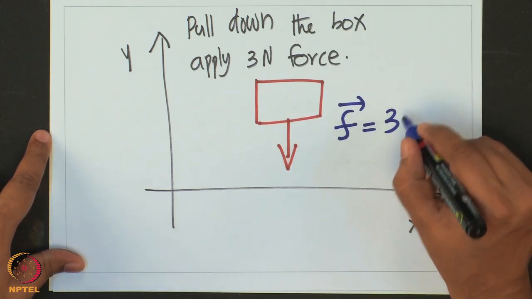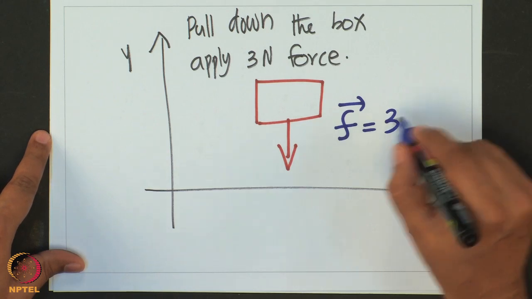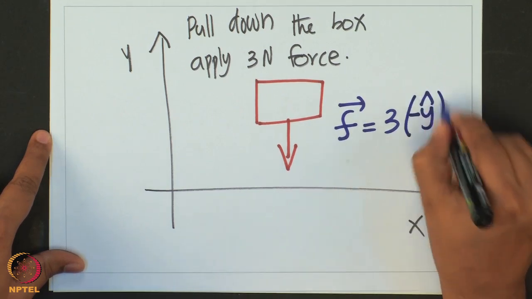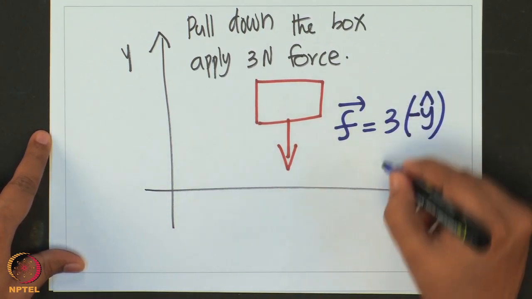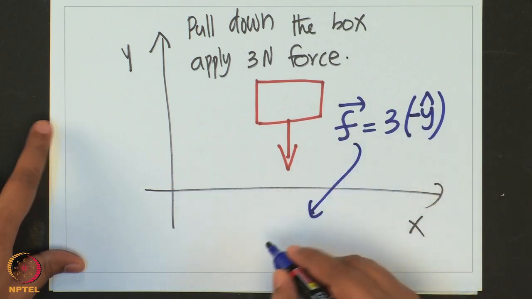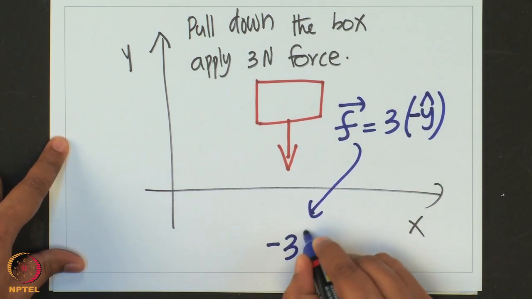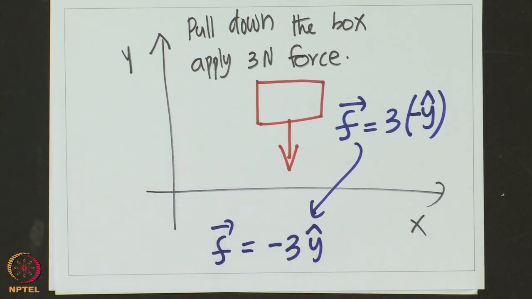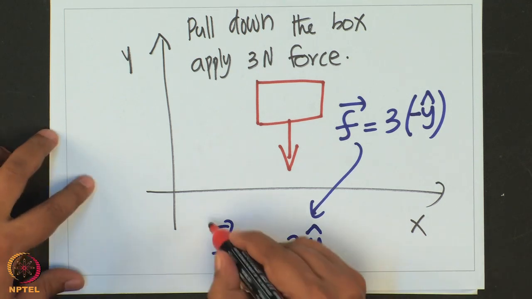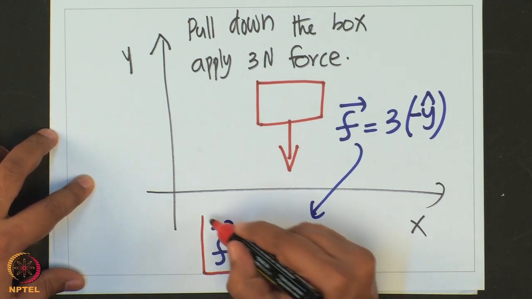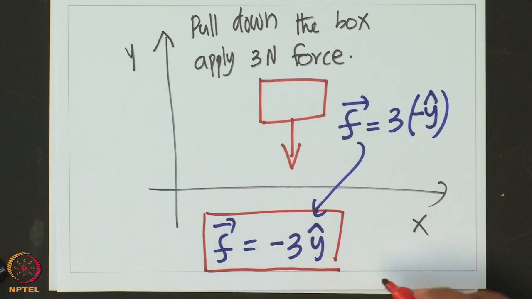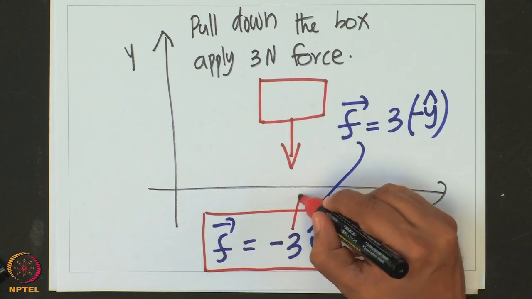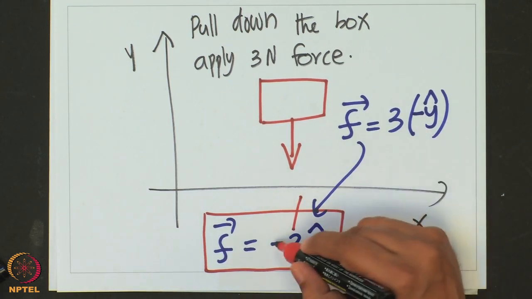in the direction downward. So how do I say that? I would say minus y hat, so that is downwards. So this would imply F is equal to minus 3 y hat. So when I say F vector is equal to minus 3 y hat, this is essentially an instruction given to someone to pull it down with this much force. So this is the magnitude and this is the direction.